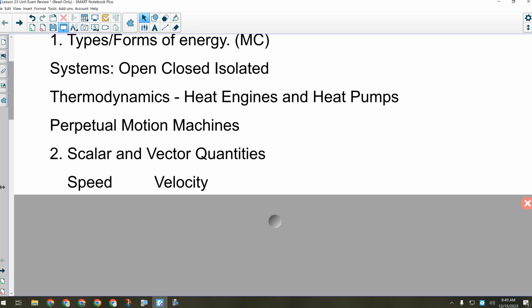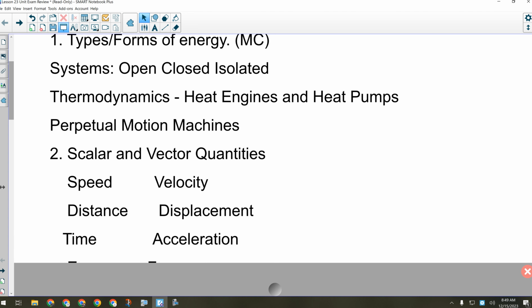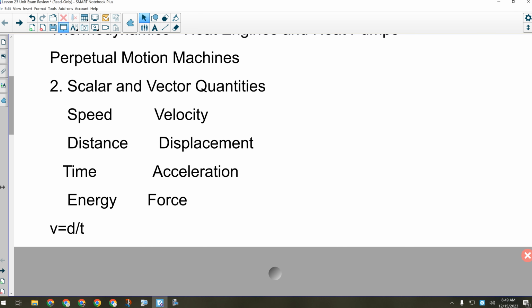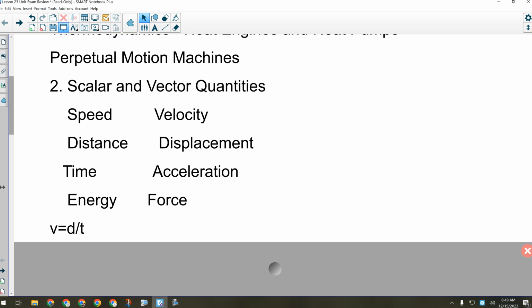All right, so scalar and vector quantities, just as a quick review here. Some of our quantities that are scalar are speed, distance, time, energy, work. Those are all scalar quantities. Vector quantities: velocity, displacement, acceleration, and force. Although for us, force being a vector quantity has never been an issue. We've never had to use vectors with force.